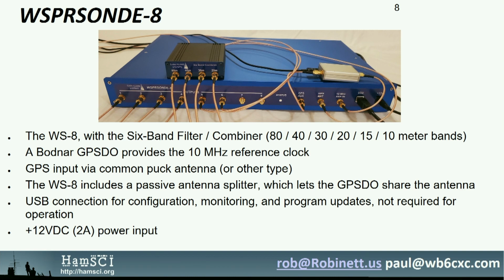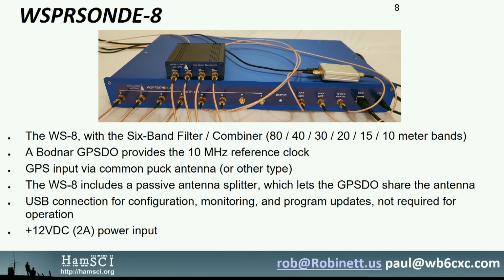And you see on top, the WSPRSonde, it's roughly rack mount size. Has 8 outputs on the left. It's got a GPS antenna input. It's got a reference clock input. Also has a built-in GPS splitter. So if you want to feed, as we're doing here, your GPS disciplined oscillator, you can connect that to this internal splitter, so you only need one GPS antenna.